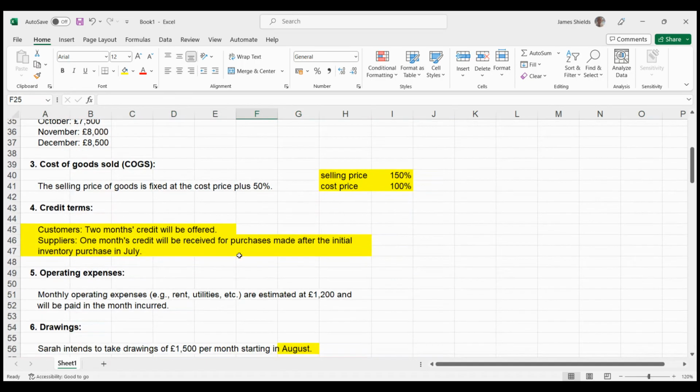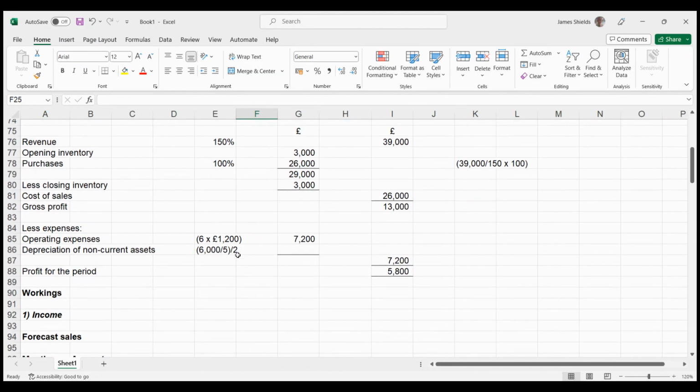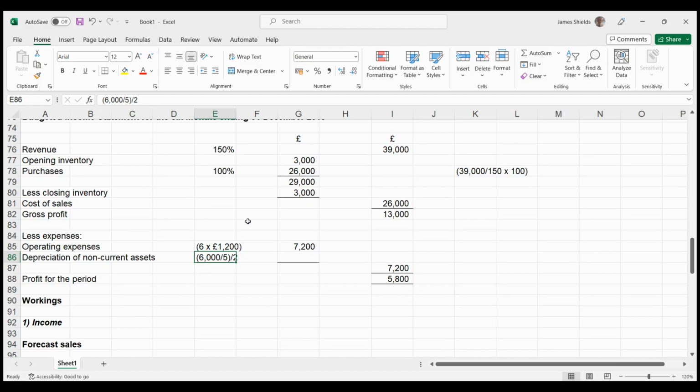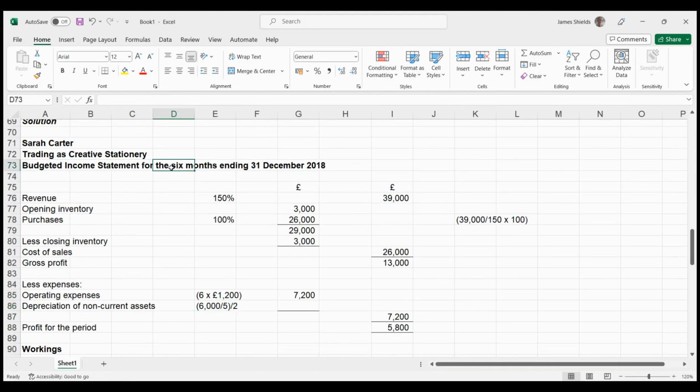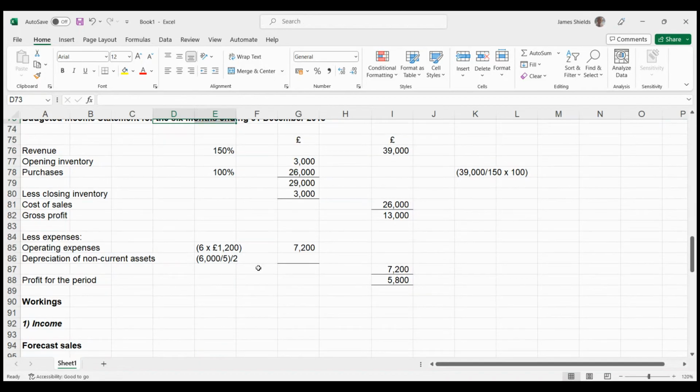So let's go down to see what I've done in the solution. I've got my 6,000 divided by 5. And that's for a whole year. This statement is just for 6 months. So for 6 months, I divide a whole year by 2. So it's 6,000 divided by 5, and when you get your answer, you divide by 2. So it's 6,000 divided by 5, divided by 2, and you'll get depreciation on the non-current assets of £600. Then, as in any other income statement, we total our expenses.